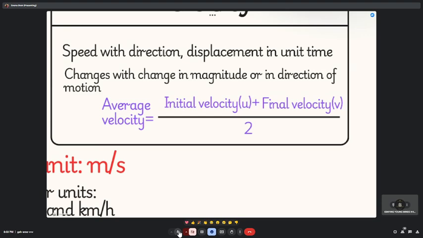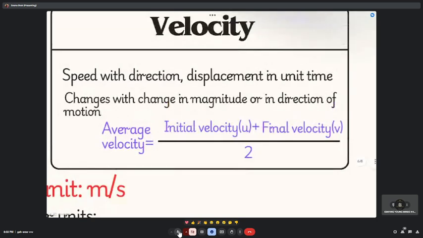Velocity changes with change in magnitude or in direction of motion, even if the speed remains steady for a particular journey. If it is going straight and then suddenly it takes a left or right turn, that means it has a change in velocity. This does not apply in case of speed.